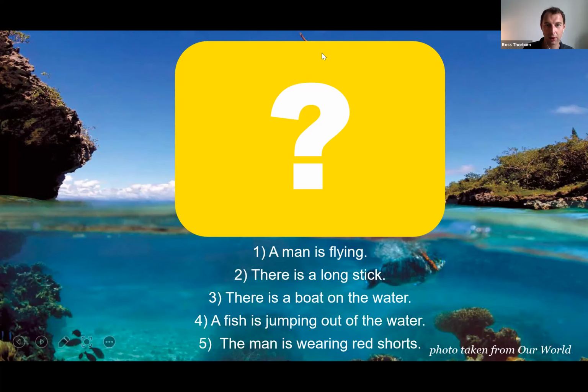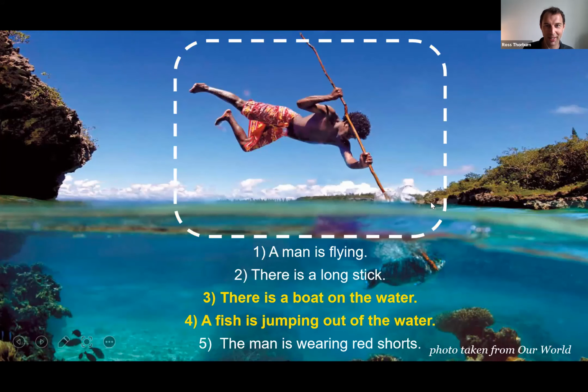Okay, let's take a look. Here is the answer. So there's the original picture. Great photo. So you can see here that number 3 and number 4 are lies. There's no boat on the water and there's no fish jumping out of the water. I know some of you may already be familiar with this picture, but if you can find a photo that your students don't know, then this is a great way to get them to practice language.